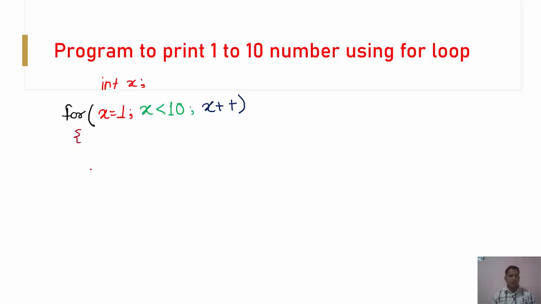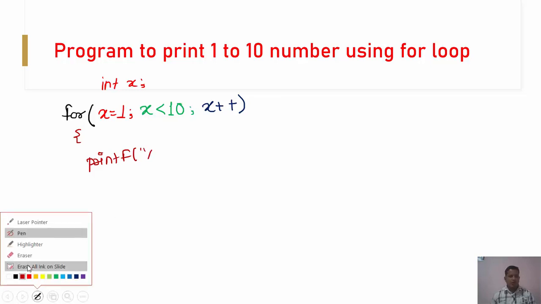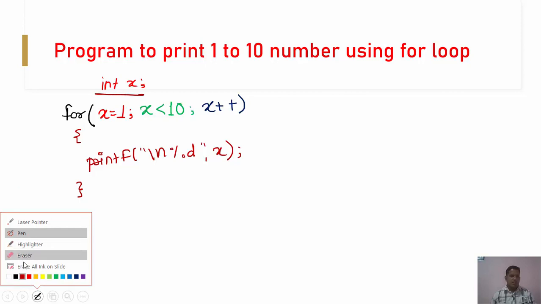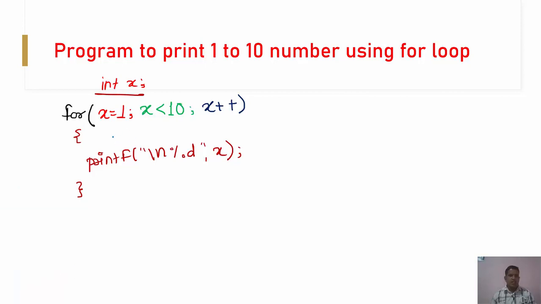So here I am going to write printf, and to print every value on a new line, \n, then %d, comma, x. Now just complete this. How do things work? I am going to initialize this variable. As per the flow, the value 1 gets assigned to variable x.